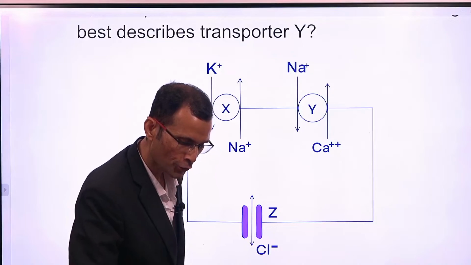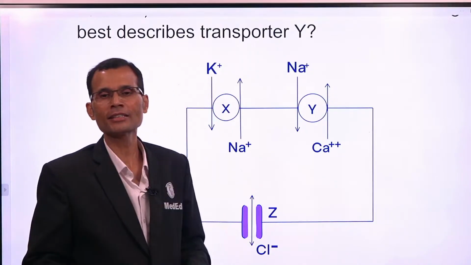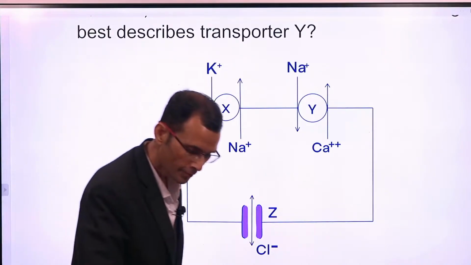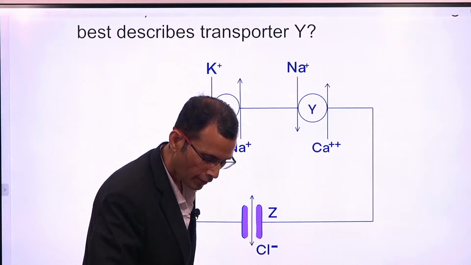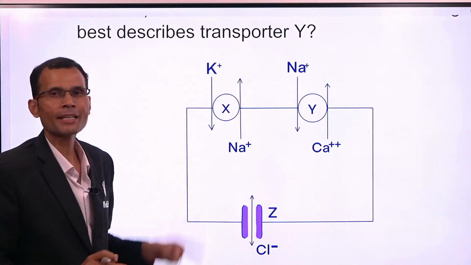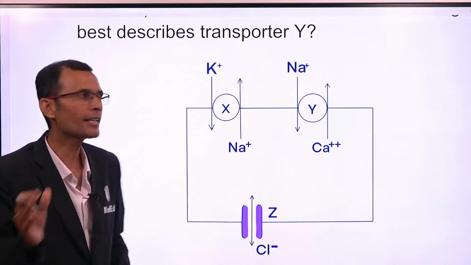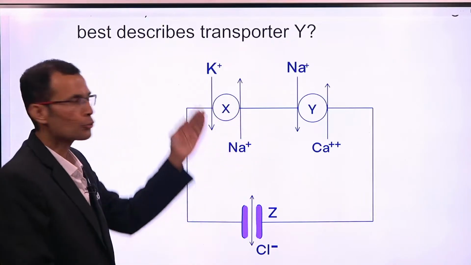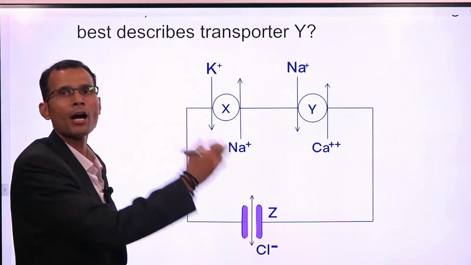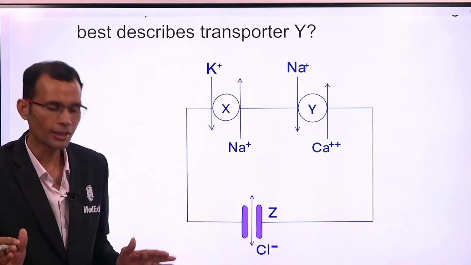Where do you find the sodium calcium exchanger? I'm just waiting for your messages and your answers in the chat box. Anybody? Okay. Anyways, the sodium calcium exchanger is present in the myocardial cell. You can see here that sodium is brought in and calcium is sent out of the cell. So that's the sodium calcium exchanger in the heart.